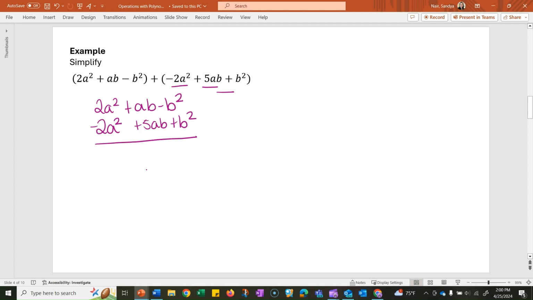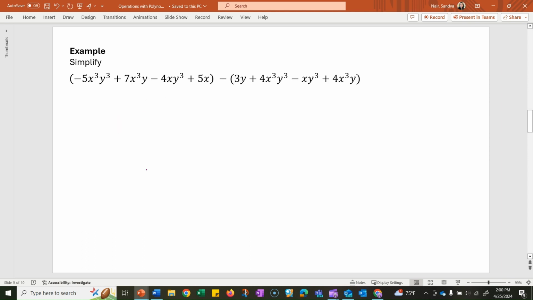Okay, so what happens here is 2a squared minus 2a squared, they cancel each other out. Plus ab and plus 5ab, well, ab, remember, is basically 1ab, right? So that's going to be 6ab. And then minus b squared and plus b squared, those also cancel each other out. So this fully simplifies to 6ab.